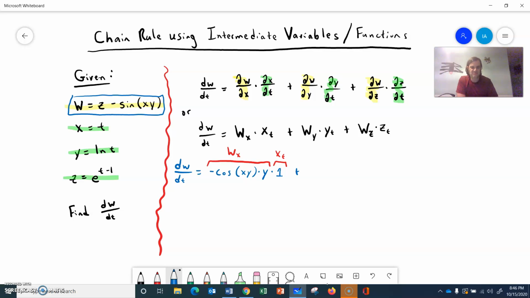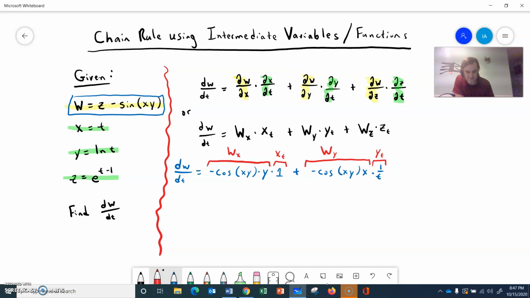So then we need a partial of w with respect to y, which will look very similar. It will look like negative cosine of xy times x, this is with respect to y. The x is the constant. Then the derivative of y, derivative of natural log of t, is 1 over t. So making sure you see where things come from. Here is the w with respect to y. And here is the y with respect to t.